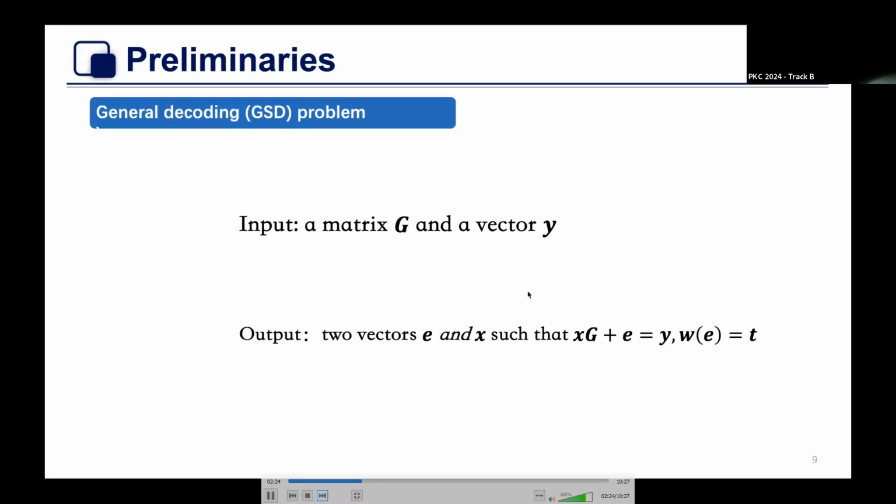The definition of the general decoding problem: given a matrix G and a vector Y, the GSD general decoding problem is finding a pair of vectors X and E satisfying XG plus E equals Y.